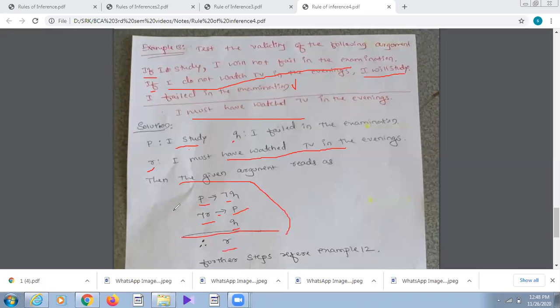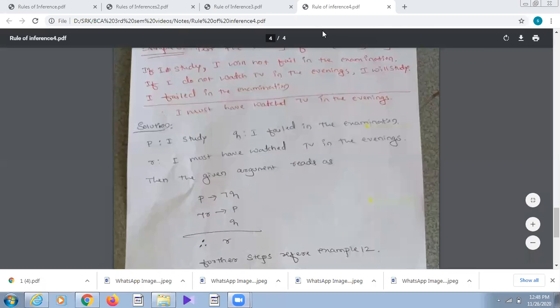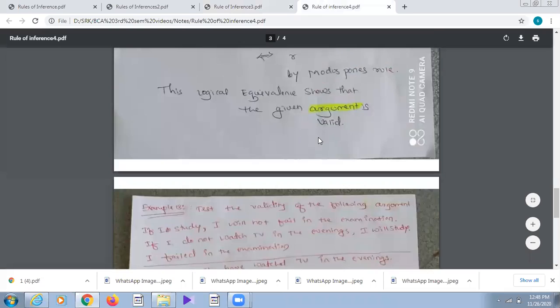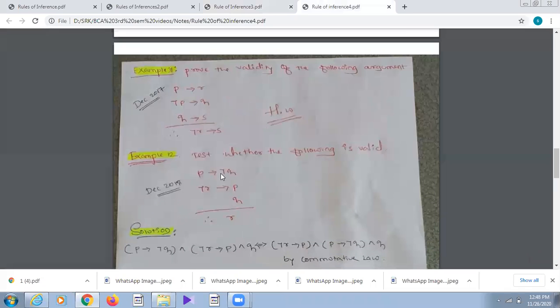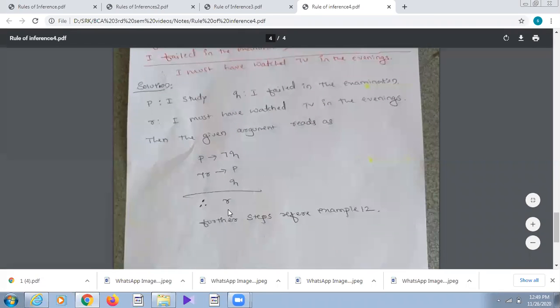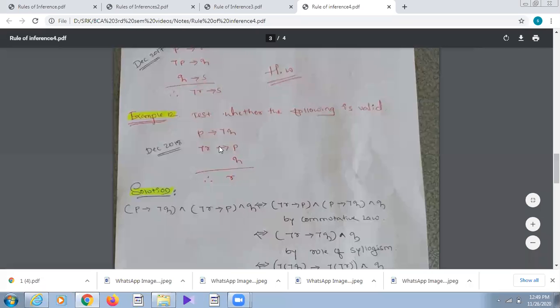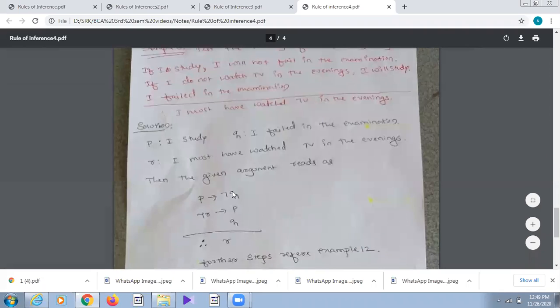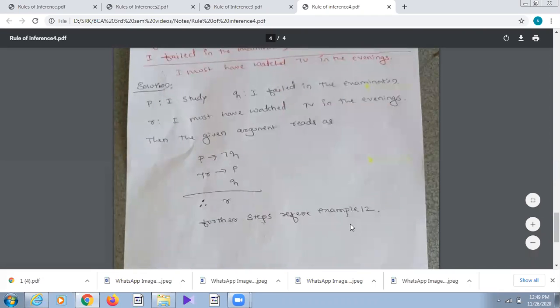Okay, so we got the tabular form of this particular argument. This P conditional negation Q was already solved in the earlier example. We can see here: P conditional negation Q, next negation R conditional P, and next Q is there, therefore R. So the further steps will be the same as in the earlier example.